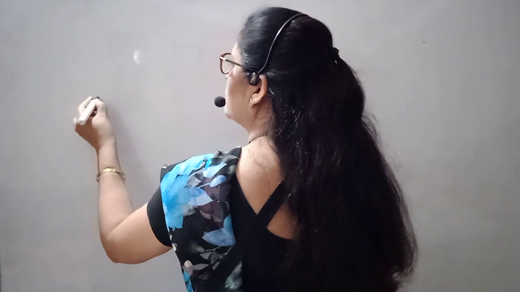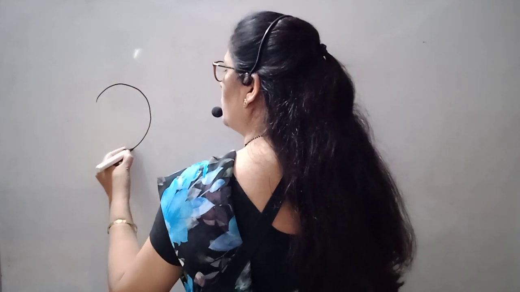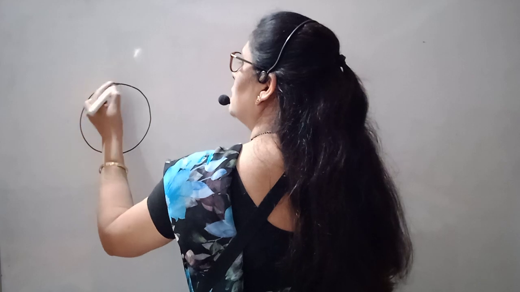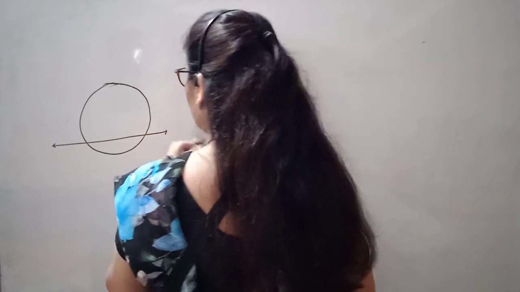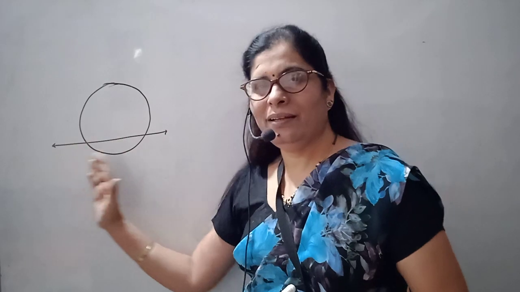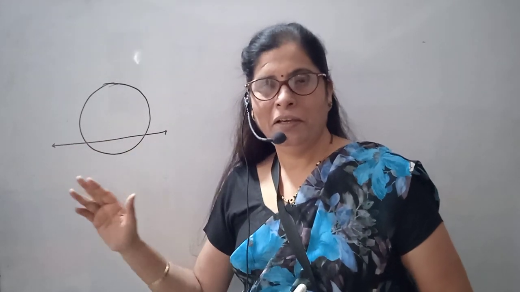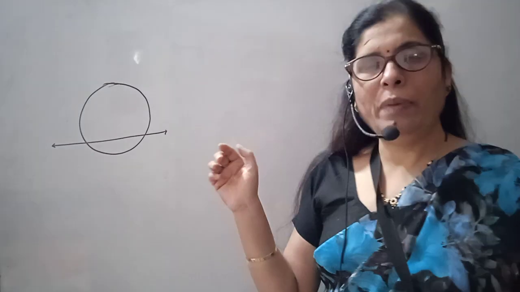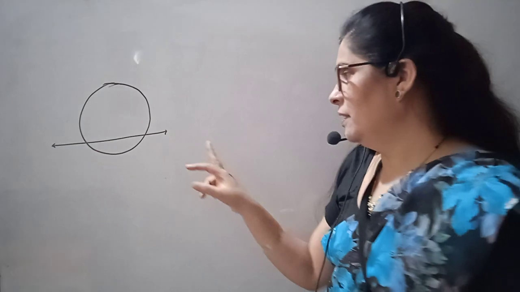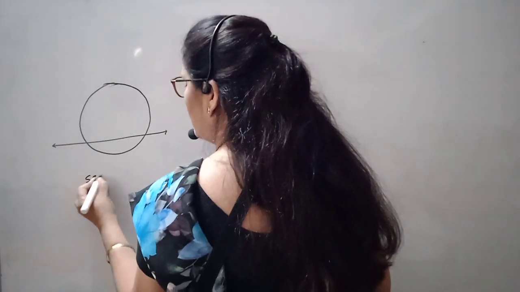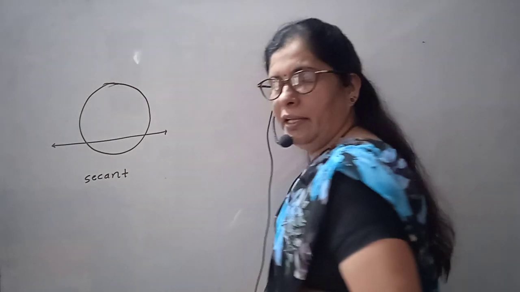Now see here, arc of the circle. What is meant by arc of the circle? Okay, here is a circle. I will draw a line. I have drawn a line here. Now what happens? This line intersects the circle in 2 points. While passing through the circle, obviously it will intersect the circle. This line is known as secant. It is intersecting the circle.